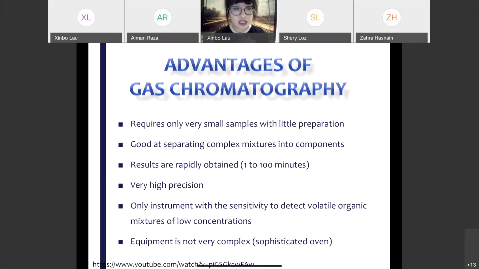Like I said, for the experiments we designed for the lab, we work on it and make sure everything works out before you actually do the experiments, and we make sure the results come out within 5 to 6 minutes. So the groups can all take turns and do the separation. And for GC you also get very high precision, and it has the sensitivity to detect volatile organic mixtures at low concentrations.